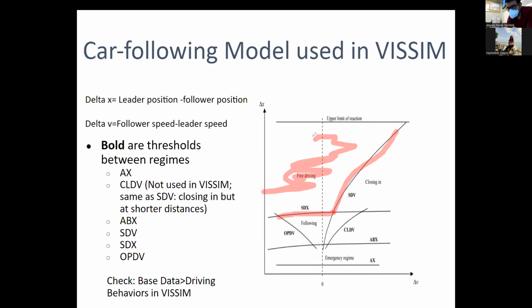And then you can see that this SDV and OPDV are not constant regions. These are not regions that are just straight lines. They are essentially a relationship between delta V and delta X: the speed differential between leader and follower, as well as the location differential between leader and follower. So these two thresholds highlighted in orange depend on both the location difference and the speed difference.